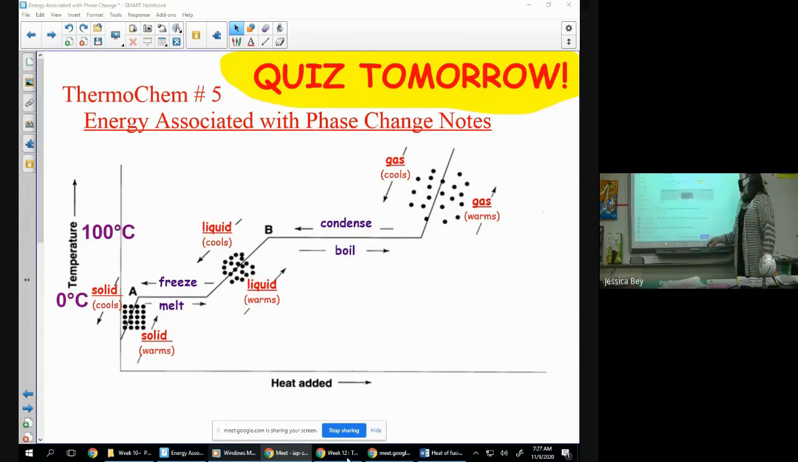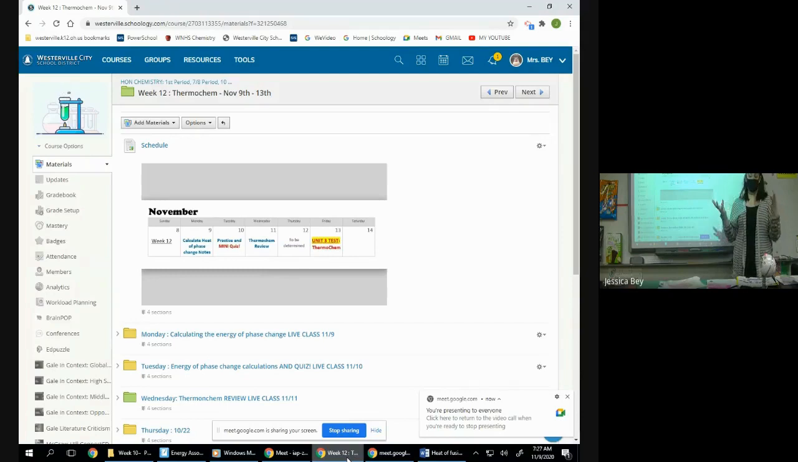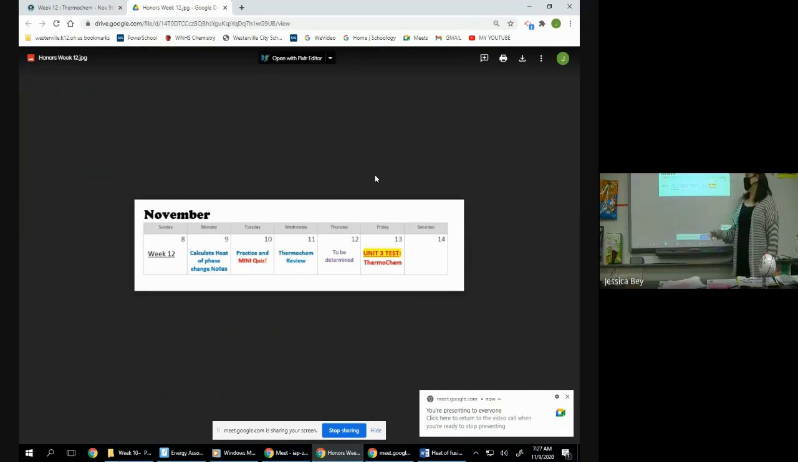What I do like to start the week with is going over the week's schedule so you guys know what we're doing. Today is called Calculation Heat of Phase Change Notes. It is a tough kind of math, and we'll quantify phase changes. Tomorrow, we're going to practice that concept, and I'm going to give you a mini quiz at the end of the period tomorrow. However, we're going to learn it in the first half of class today, and practice it today.